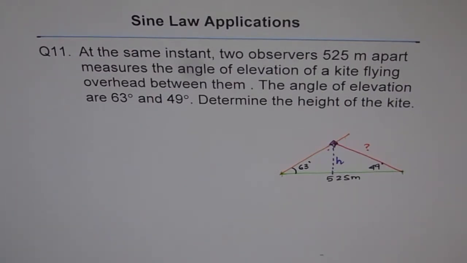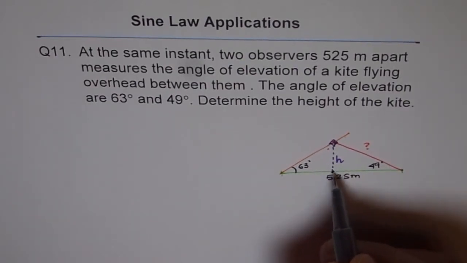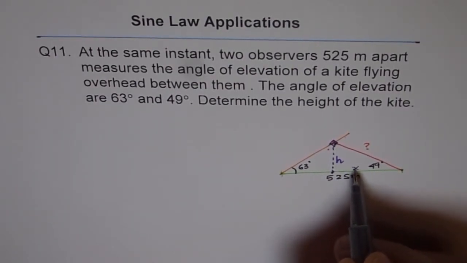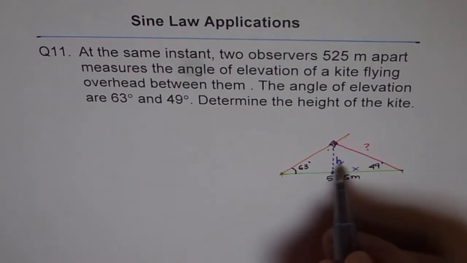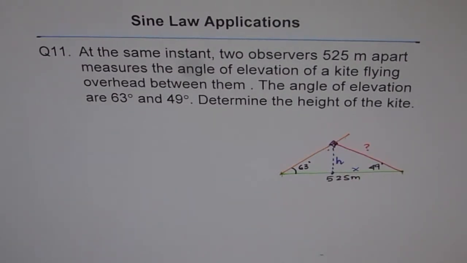And also try doing this problem without using sine law, right? That will be very interesting. So what you can do in that case is assume that this point is x distance away from one side, right? And then you can figure out the answer, correct? You get two equations. Using tan of 49, you get one equation. Using tan of 63, you get the other. There are two variables. This length will be 525 minus x, correct? So then this problem becomes even more interesting. So try it both ways.